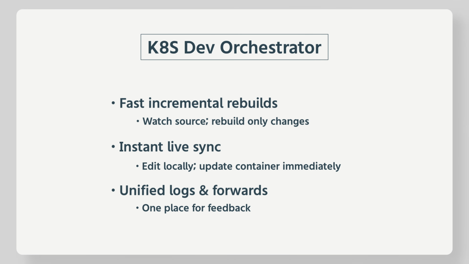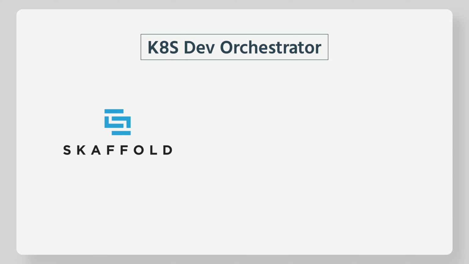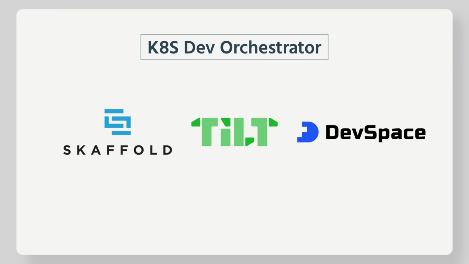So here's what I'm looking for in a dev orchestrator. Let me walk through each one. Fast incremental rebuilds. It only rebuilds what changed, so results show up quickly. Instant live sync. Local edits sync into the container right away. Unified logs and forwards. Logs and port forwards are in one place, so feedback is fast. Skaffold, Tilt, and DevSpace do exactly this. With them, changes show up in seconds.